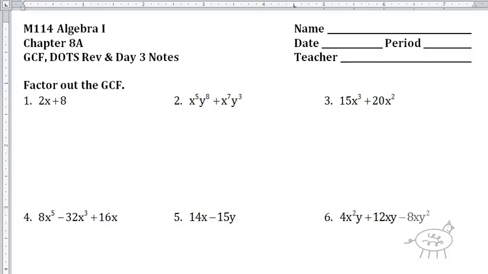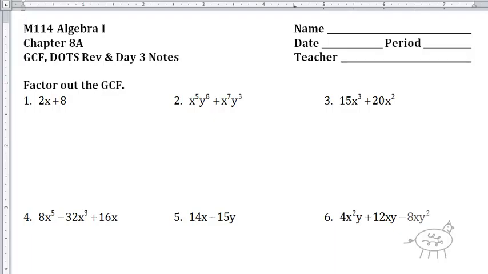Greetings, math fans. All right, so today is day 3 notes, and the first thing we're going to do is review greatest common factor, review difference of two squares, and then get into factoring trinomials. That's where you have a polynomial with 3 terms. So let's get started with a little review here.